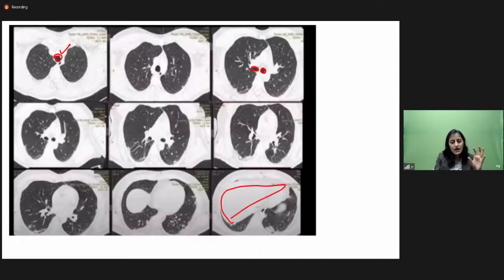Now look at the upper lobes here. The upper part looks clear. And then as we go down, we start seeing some opacities.